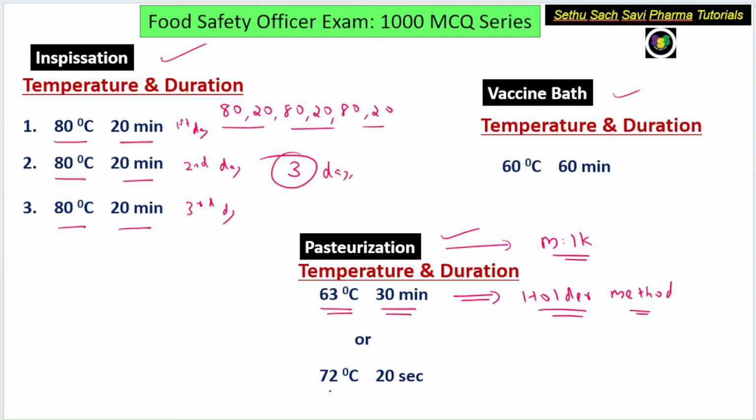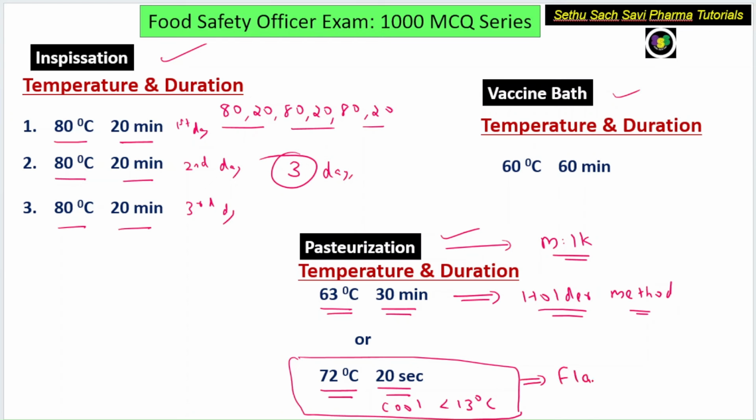Or you can also increase the temperature to 72 degrees Celsius for 20 seconds and immediately cool it to less than 13 degrees Celsius. That is another way to do pasteurization: 72 degrees Celsius for 20 seconds, immediately cool to less than 13 degrees Celsius, and this method is called the flash method. So there are two ways we can do pasteurization: the Holder method and the flash method. Which is the better method? Yes, the flash method is better compared to the Holder method. Just remember the temperatures in both methods.